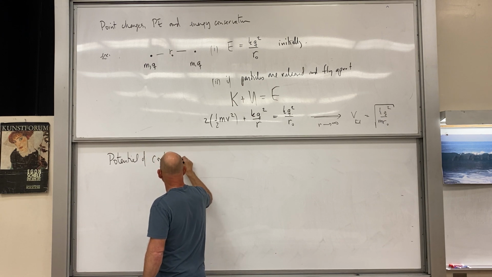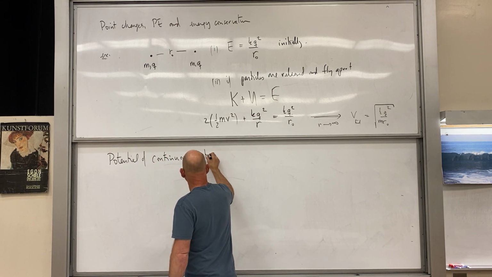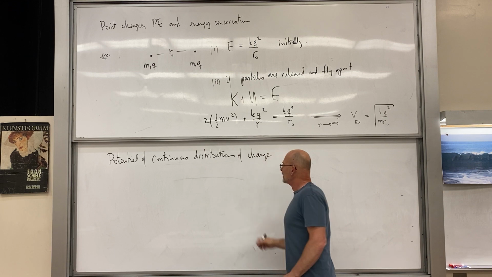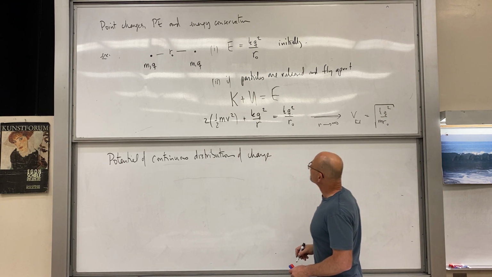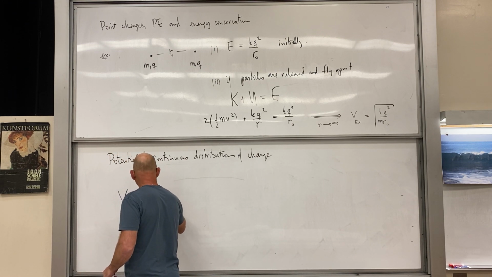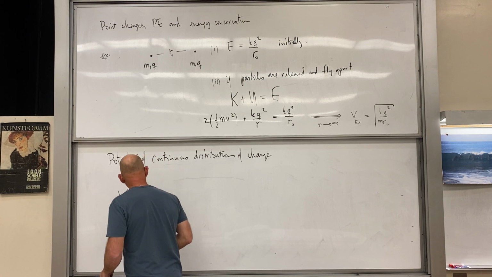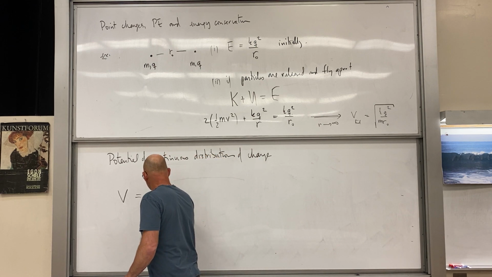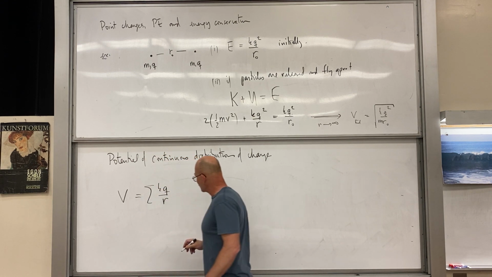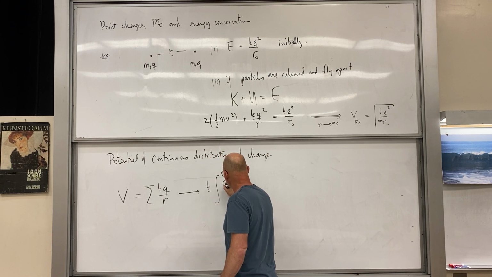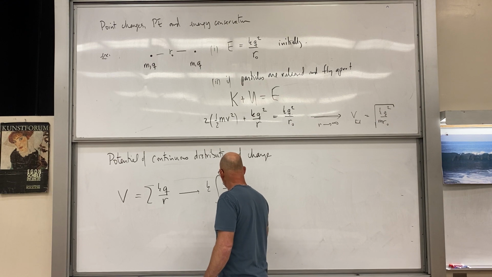Continuous distributions of charge. And we'll start with this. We know we have V equals K Q over R. And in fact, let's put the sum there. Sum of K Q over R. And we're going to turn that into an integration. The K comes out, we're integrating dq over R.